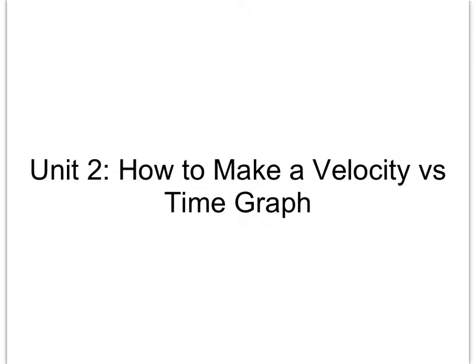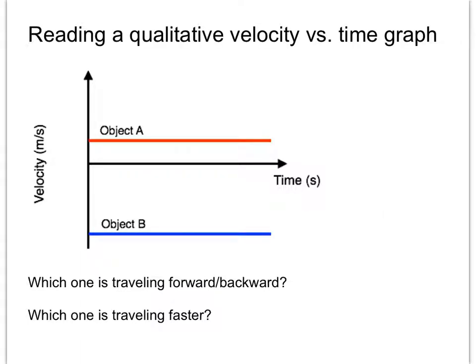All right, today we're going to be talking about how to make a velocity versus time graph. Before we get too deep into this, it's probably important that we have some kind of understanding about how to read a qualitative velocity versus time graph. Qualitative basically just means there are no numbers, okay? So all we would have here is a velocity time graph, and we've got two objects on here for comparison.